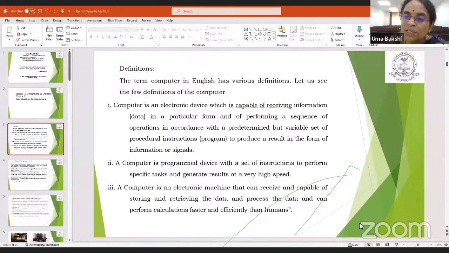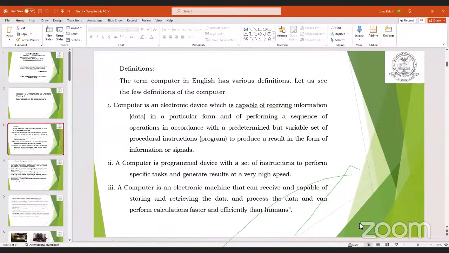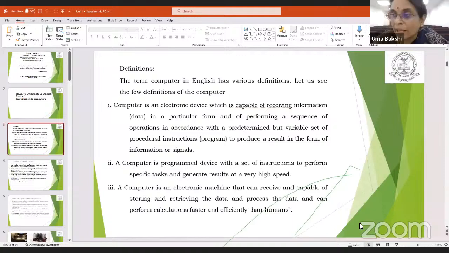It is a sequence of operations in accordance with a predetermined but variable set of procedural instructions. A set of instructions are given. I'll take the DMart example again: you bought 10 items. Out of the 10 items, 2 items are Colgate toothpaste, 3 items are biscuits, 4 items of something else, 2 items oil, some different items. Each one has a different billing amount. Just by putting the barcode into the system, it understands what is the amount associated with that. It will check and decide how much should be the bill to be paid.